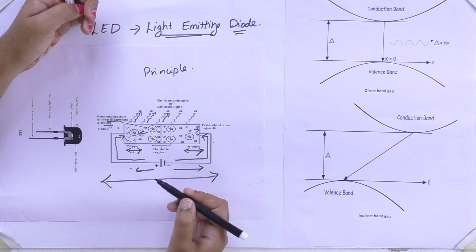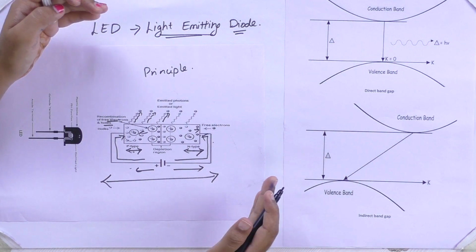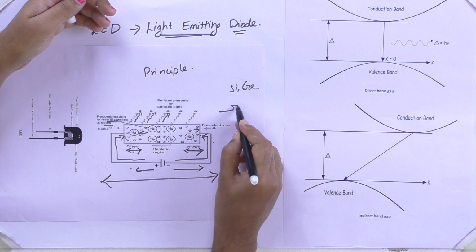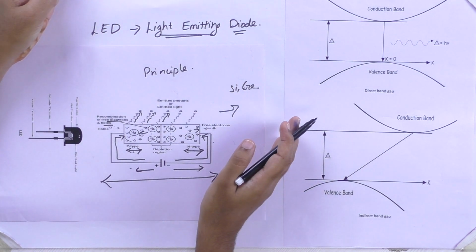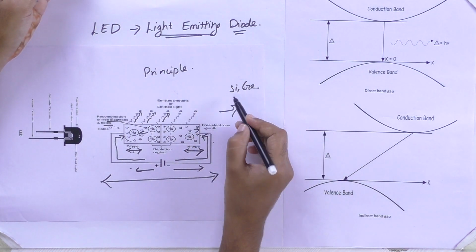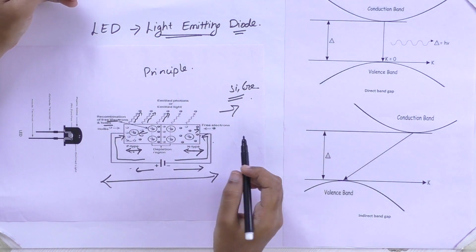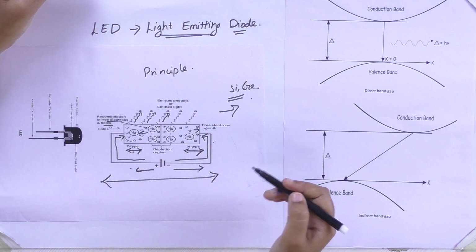Here there is a concept called direct band gap and indirect band gap in semiconductors. If the semiconducting material is of direct band gap, it emits photons. If the semiconducting material is of indirect band gap, then it emits heat energy. We have seen this in silicon and germanium. Once the current flows inside the material, it heats up the material, but it doesn't give any light energy.